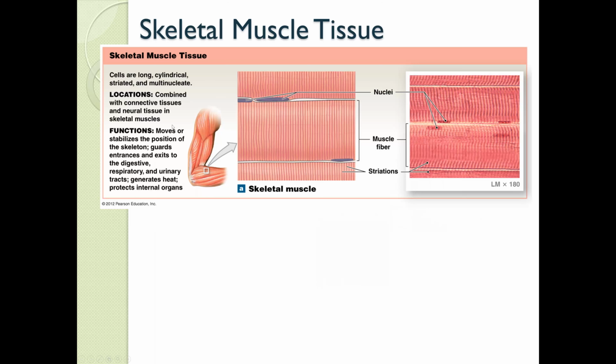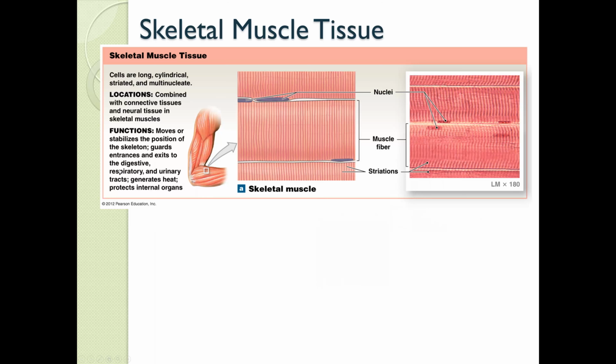So for example, the biceps brachii in your arm is technically an organ, and it's made up of skeletal muscle tissue along with nerves, blood vessels, and other connective tissues. Skeletal muscle functions to move or stabilize the position of the skeleton, so it pulls on your bones to provide movement. It guards entrances and exits to the digestive, respiratory, and urinary tracts.